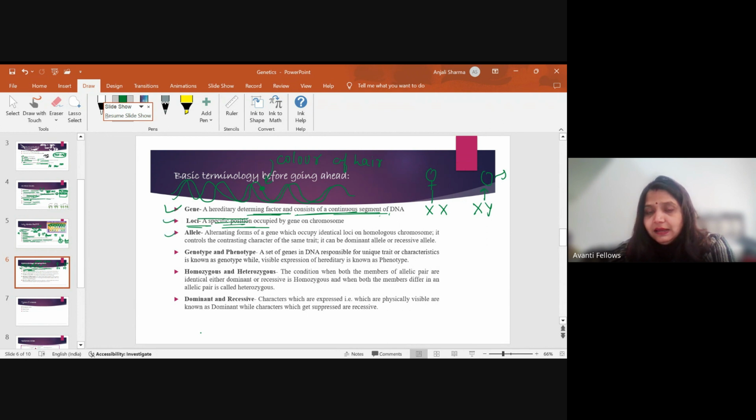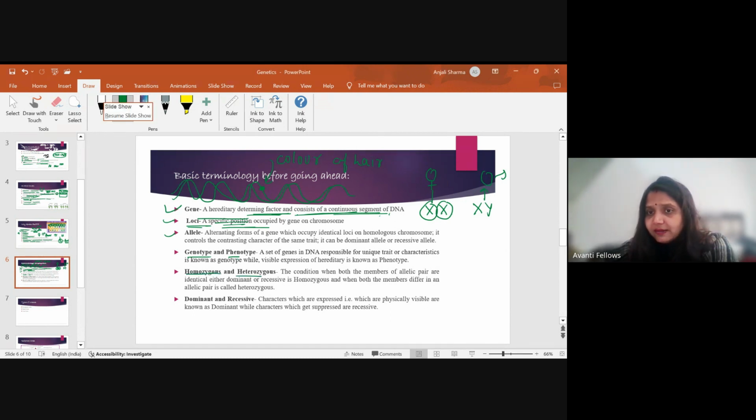Another thing is allele. Now, what is allele? These are the alternating forms. These 2 forms are known as what? Alleles. Okay. Now, genotype and phenotype, I guess now you know this. Phenotype is the physical character, or you can say the visible characters, and genotype is the genetic character.